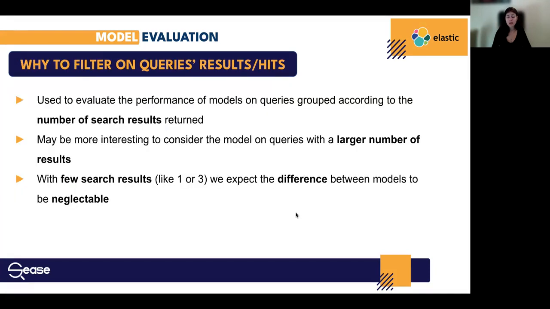Why is it useful to filter on query hits? Because it might be more interesting to focus on the model performance of queries with a large number of results. Because, for example, with a low number of results, such as 1 or 3, we expect that the difference between ranking models to be almost absent or negligible.